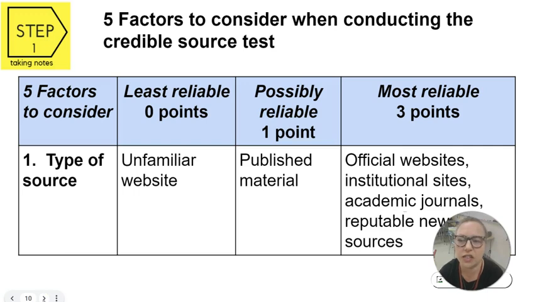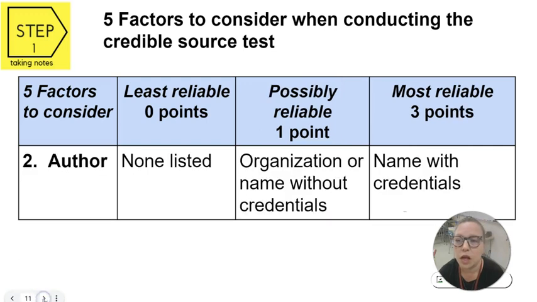All right, well, here's the first factor to consider. This is the type of source. It's least reliable, least believable if you've never heard of the website. It's possibly reliable if it's been published somewhere by someone. It's most reliable if it's an official website, institutional site, academic journal, or reputable news source. The second factor is who wrote it. Who is the author? If there's no author listed, that's least reliable or least believable. If it's got an organization but with no names with credentials, then it gets 1 point. If there's a name of who wrote it and what their credentials are, like why they're an expert in this topic, that is the most reliable.